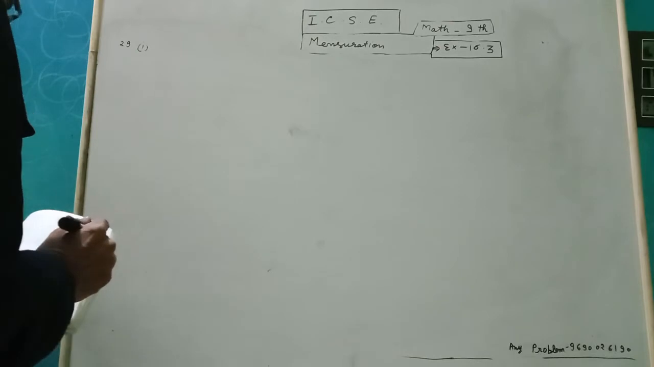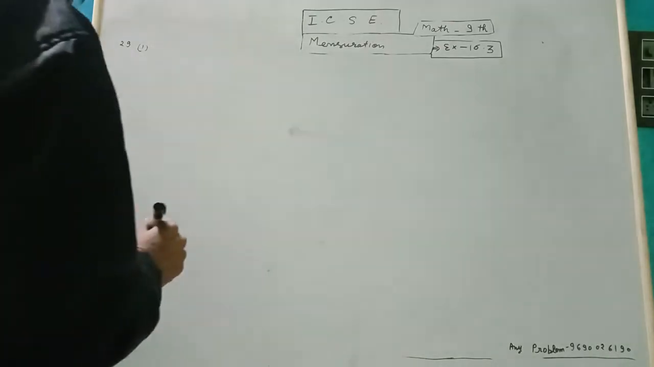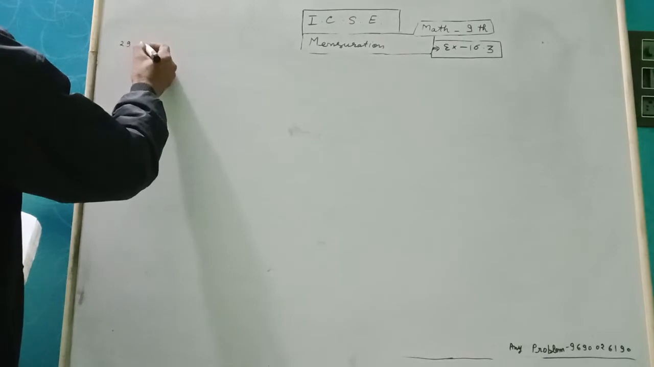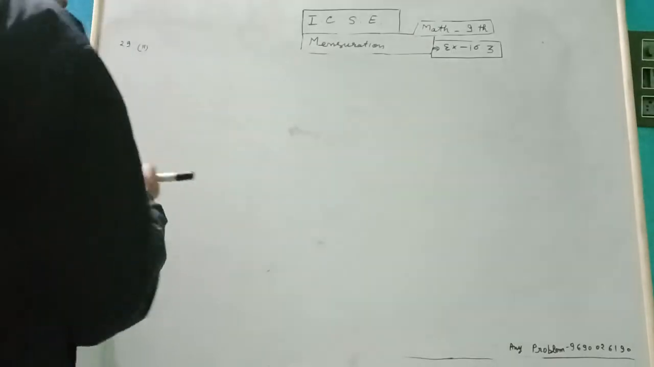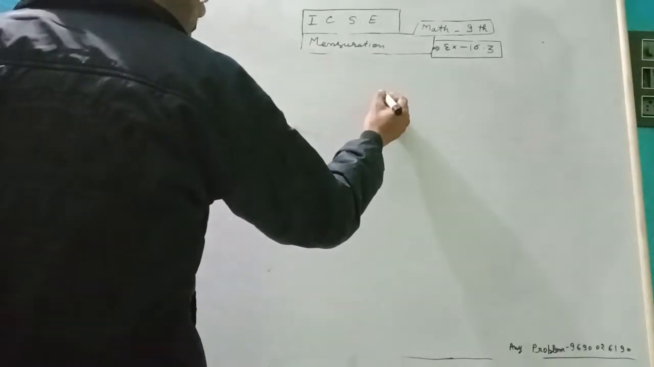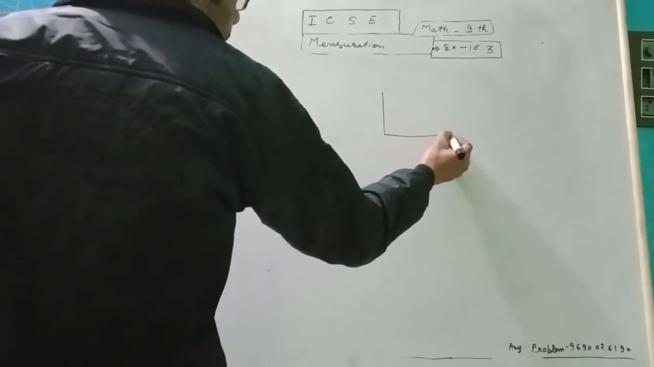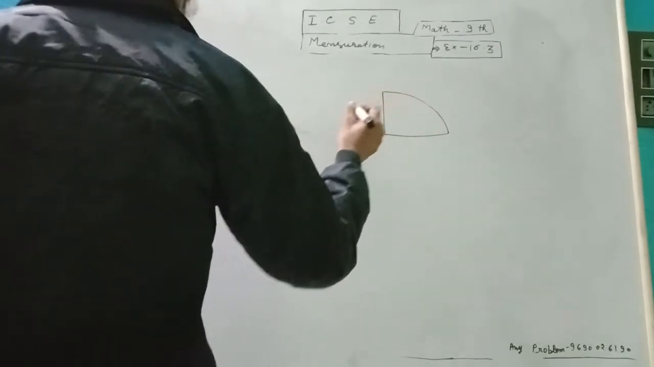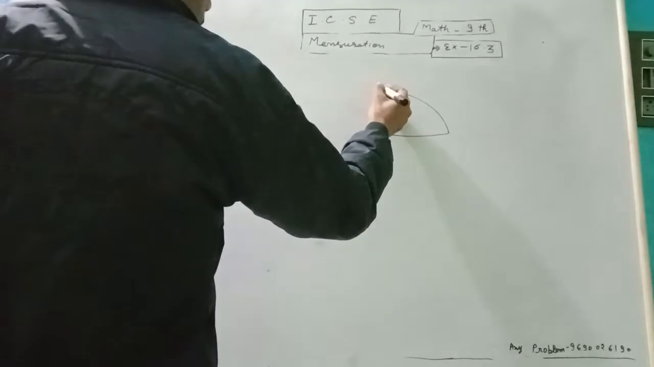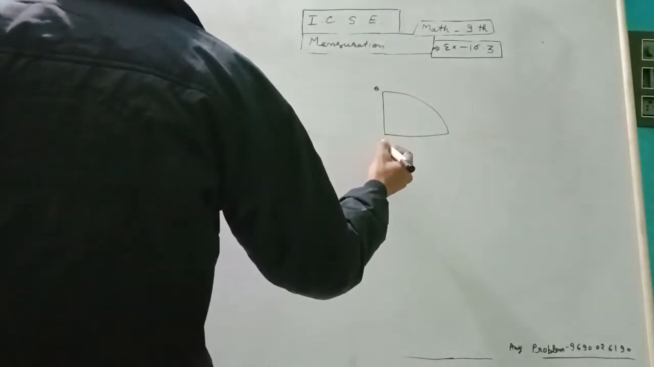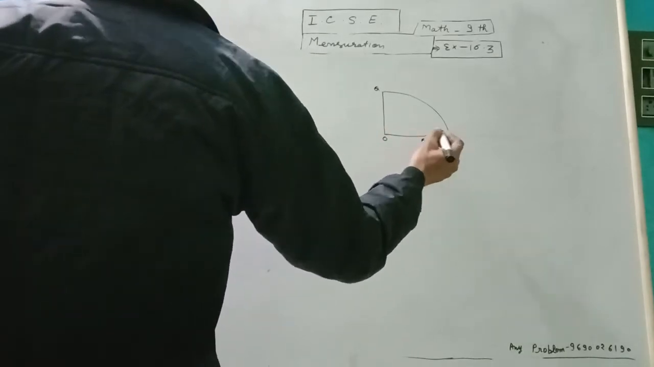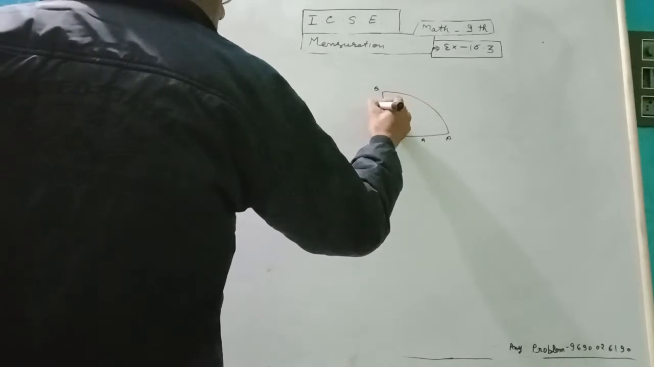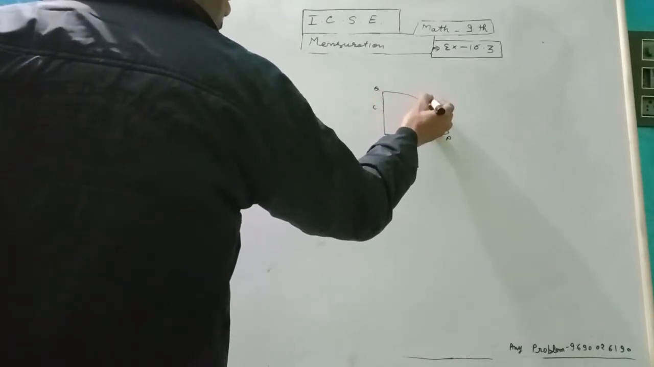Ninth class student, exercise 16.3, mensuration. Question number 29, second part. Second part is that figure: Q, O, A and P, C and B.